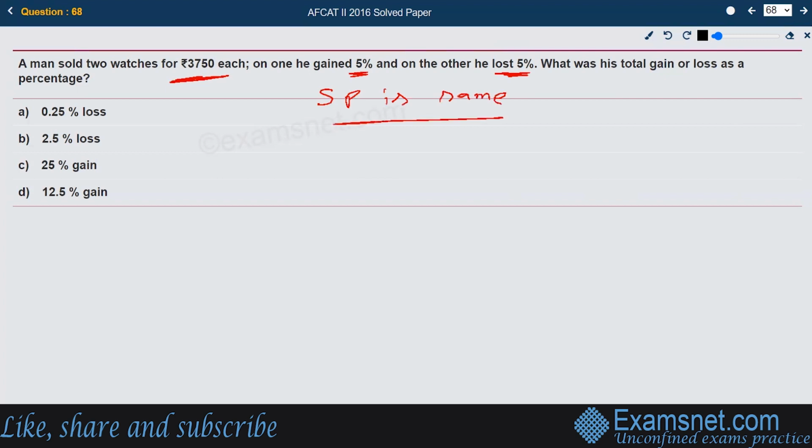And there is a common profit or loss. The profit and loss has been common, so we can say there is a common profit or loss percent, and the value is 5. So whenever you have the same selling price, and the profit and loss are equal in two deals, then you ultimately suffer a loss.